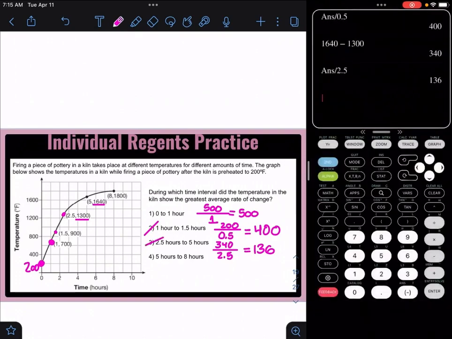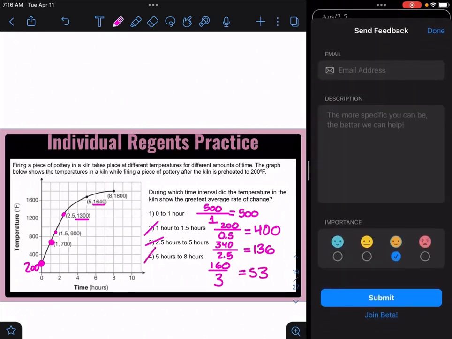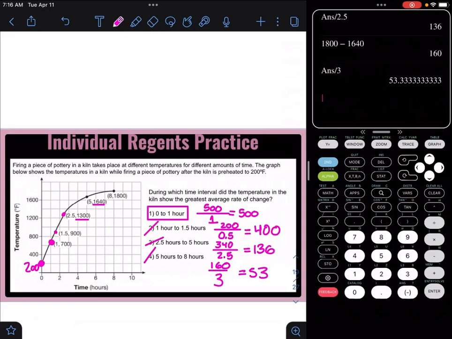And let's check from hour 5 to hour 8. Well, that would be a 3-hour difference. We started at our temperature at 1,800, and then it ended at 1,640, which is 160 divided by 3, which is 53 point something. So that would not be the answer. So it is choice 1. From 0 to 1, that was the biggest jump in our temperature.